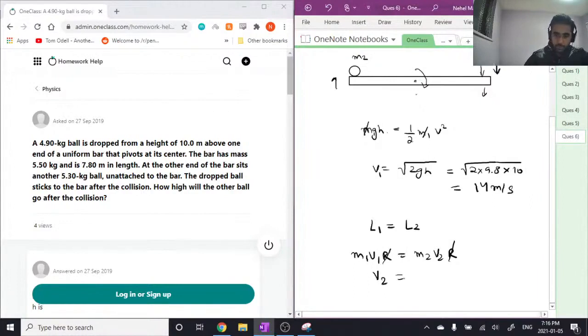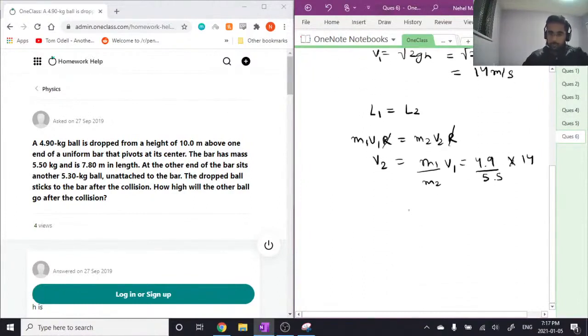So we get v2 is equal to m1 over m2 times v1, which is equal to 4.9 over 5.5 times 14. So this becomes 4.9 times 14 divided by 5.5, which is 12.47, which is the velocity of the second block.